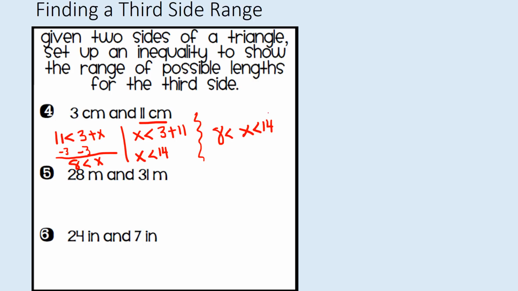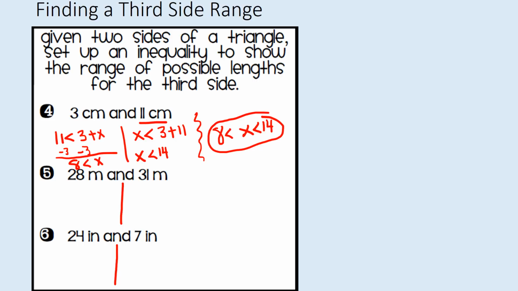So this would be our answer: the third possible side length x is between the values of 8 and 14. So let's look at examples 5 and 6. We're going to set up these two inequalities for all of them. There are always going to be two possibilities for that third side. It is either the longest side or it's one of the shorter sides, okay?